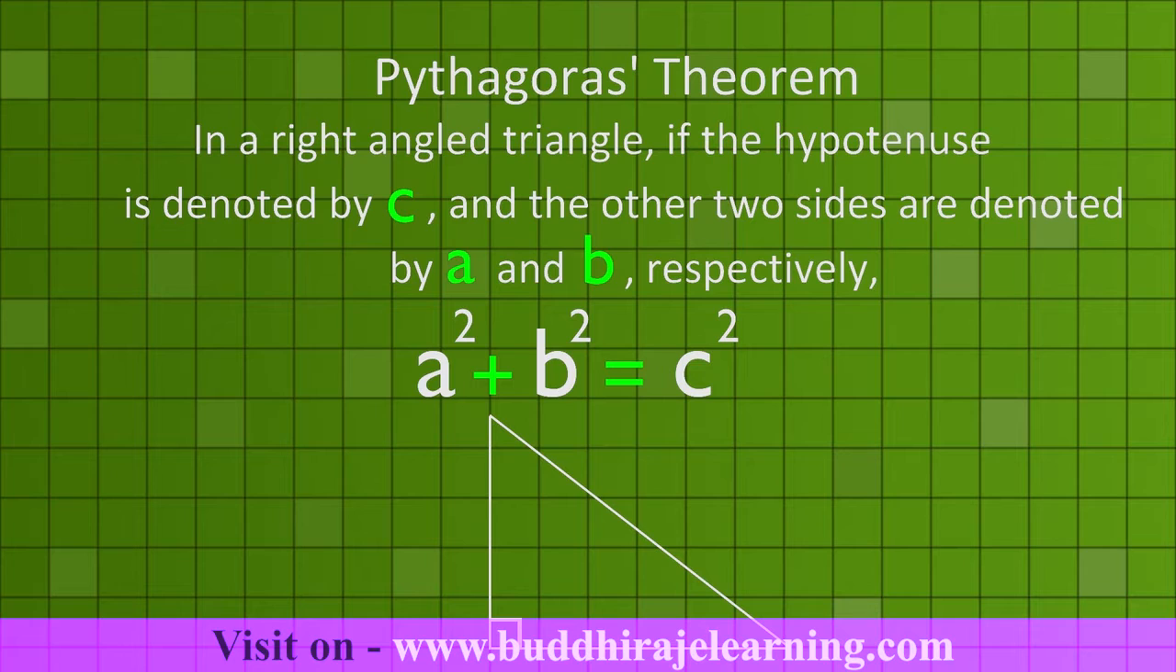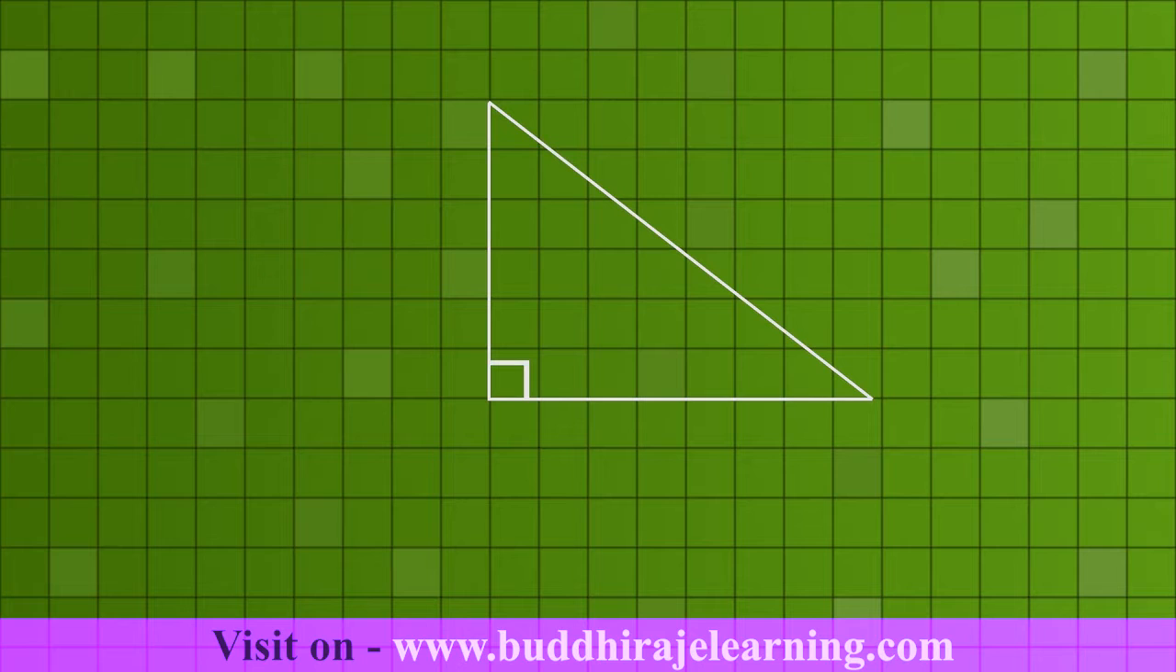It is very important to identify the right angle in the triangle because this helps us to identify the hypotenuse. The hypotenuse is the longest side of the right angled triangle. The hypotenuse is the side opposite to the right angle.